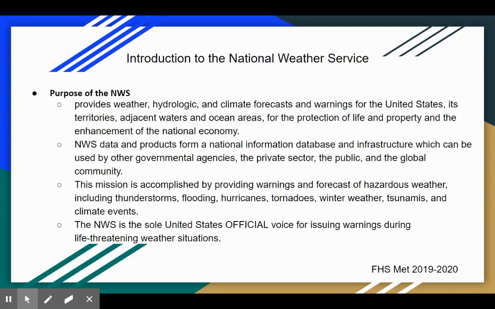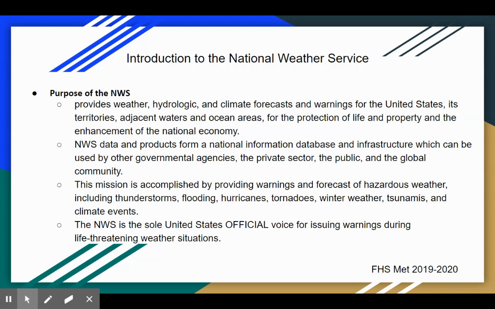Okay, so here's the actual purpose of the National Weather Service. The purpose is to provide weather, hydrologic, and climate forecasts and warnings for the United States, its territories, the adjacent waters, and ocean areas. The key purpose is to protect life and property. National Weather Service meteorologists and other employees work around the clock to protect life and property from severe weather situations that occur.